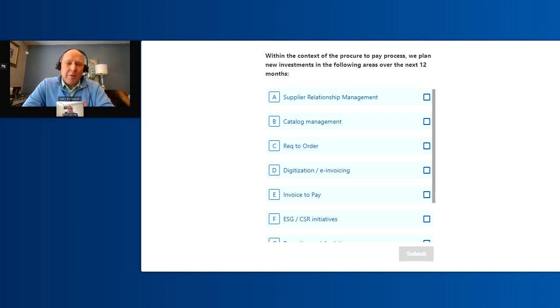We want to know, within the context of procure to pay process, where do you plan to invest over the next 12 months? Which of the following areas do you plan to invest in your procure to pay process over the next 12 months? Supplier relationship management? Do you plan to invest in catalog management? Do you plan to invest in rec to order? Do you plan to invest in digitization, maybe e-invoicing? Do you plan to invest in invoice to pay?